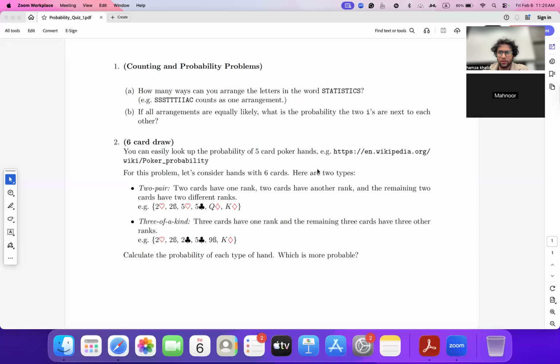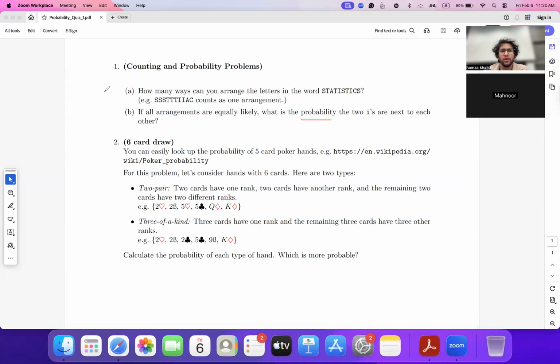The question is asking for the probability of two I's together. Oh, I was just about to say that you aren't sharing your screen, but now it's visible. So you have to divide by all possible arrangements. Whatever you got in the A part, you divide it by the thing that you got in the B part. So let me just clarify it a little bit.